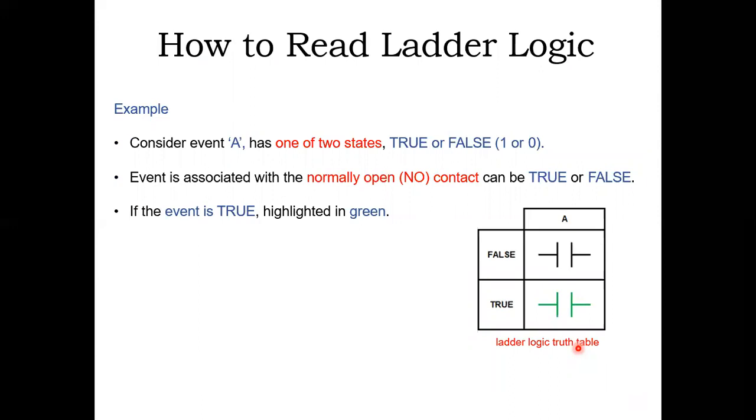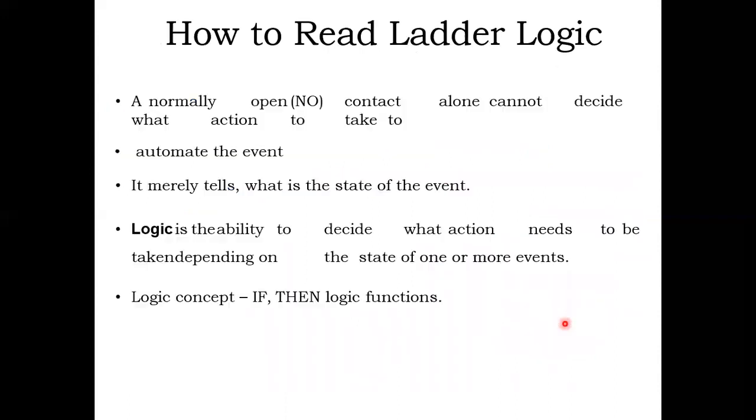So for example, consider the event A as one of two states, true or false, 1 or 0. So the event associated with the normally open contact can be true or false. If the event is true, it is highlighted in green. Already I told, if the event is true, it will be green. Okay, this is the concept. So a normally open contact alone cannot decide what action to take to automate the event. It merely tells what the state of the event is.